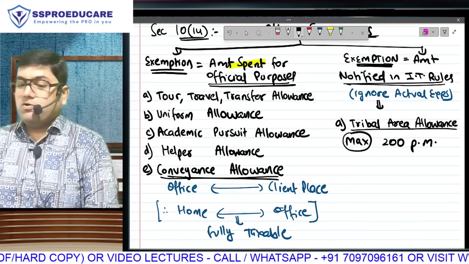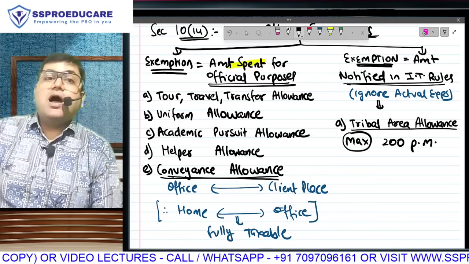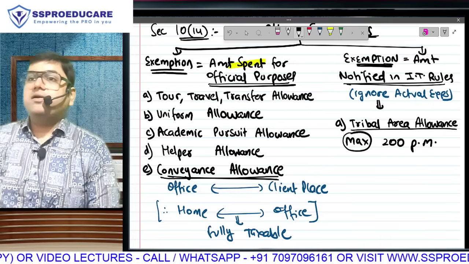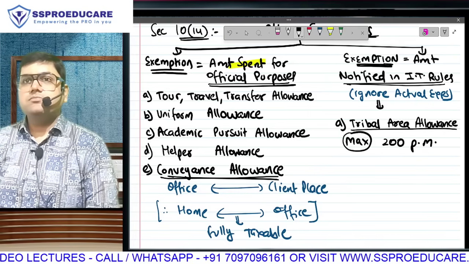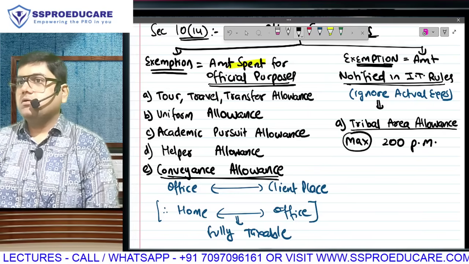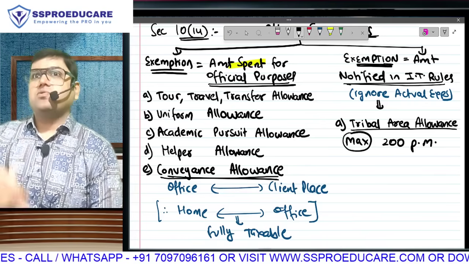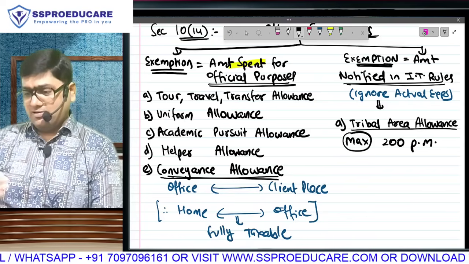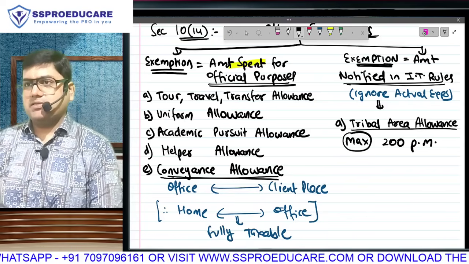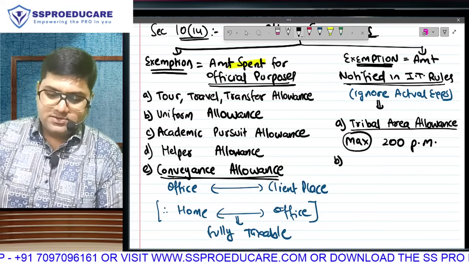Tribal area allowance. Now, if my boss is giving me tribal area allowance, whether I spend it or don't spend it, how much I spend, expenses are irrelevant. It is a fixed amount. So here you will have to learn the name of the allowance and the amount, 200 per month. Left side, you just have to learn the name. Right side, you have to learn the name as well as the maximum limit. Clear hai?